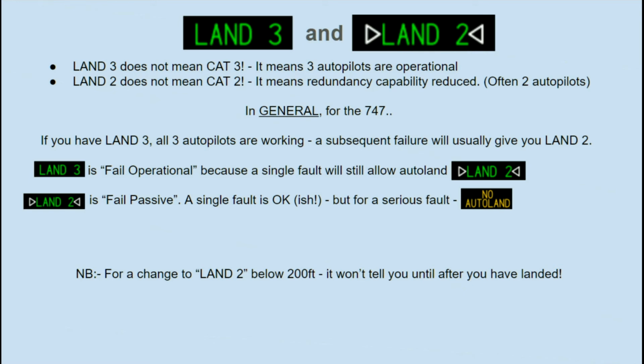You can have a single fault, okay-ish, but for a serious fault, you are going to get no auto land message. And the system looks after you to reduce your workload. For example, below 200 feet, if it was going to give you a Land 2, it won't even tell you because it's just going to get on with the business of landing. A lot of the philosophy is to keep it simple for the pilot.